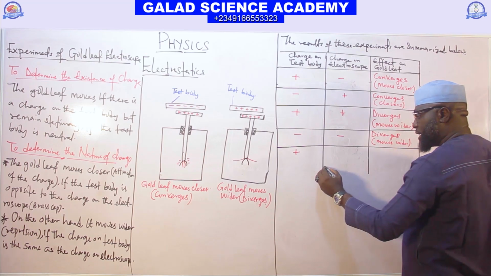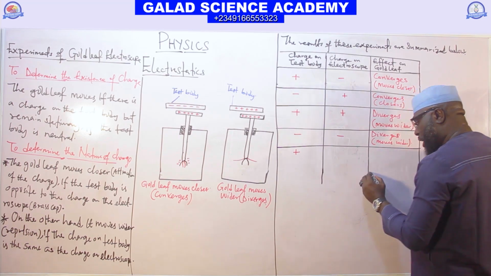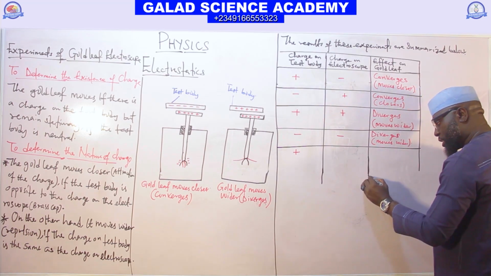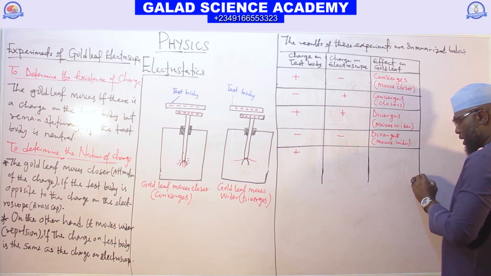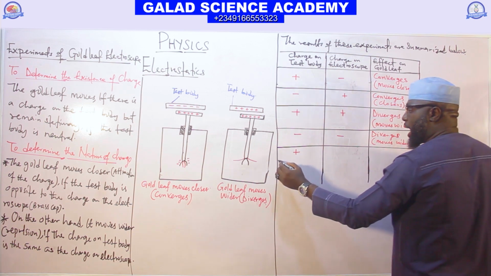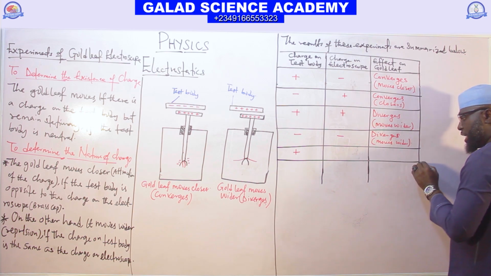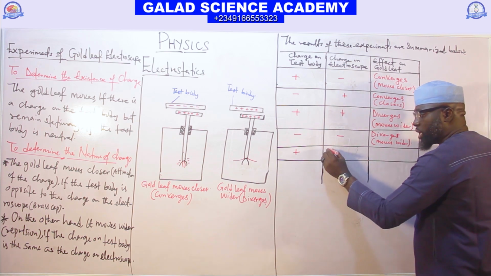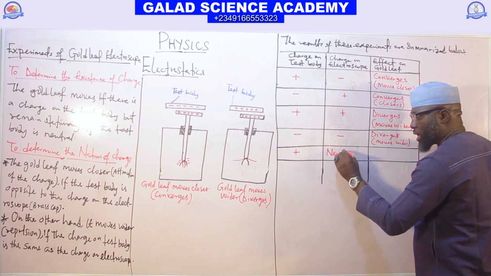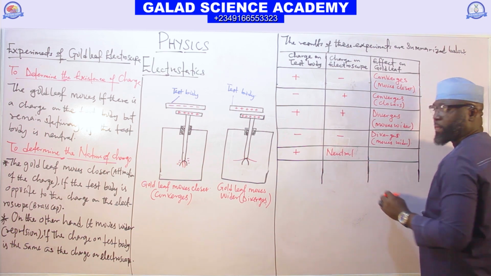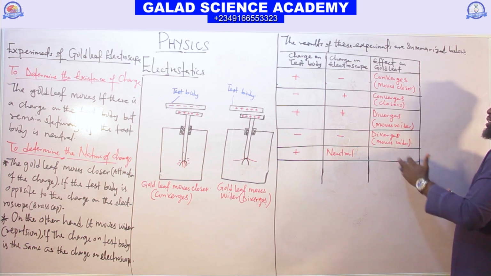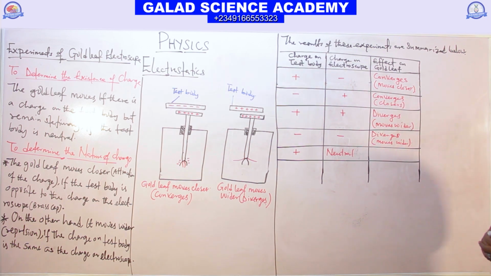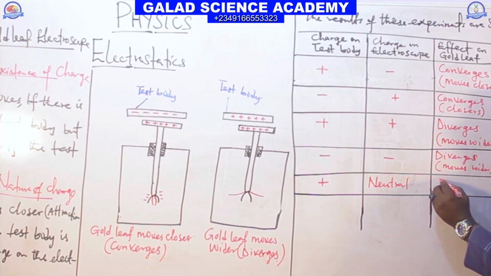But if a test body has a positive charge, and the electroscope is neutral, what will be the effect on the leaf? It will converge.